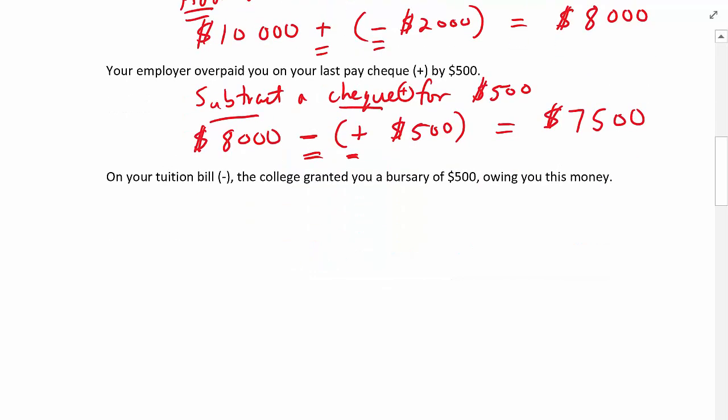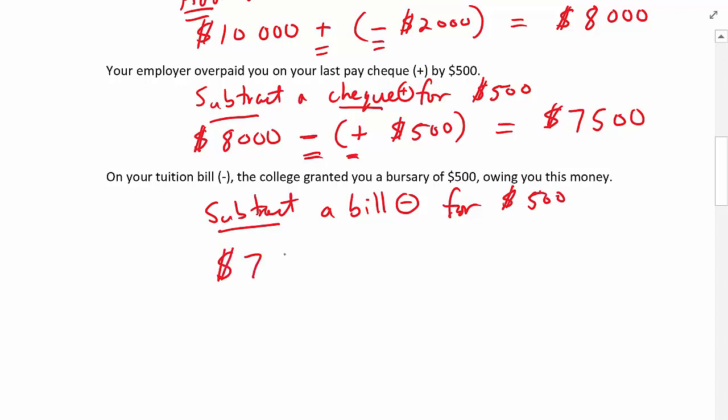Lastly now, your tuition bill comes in. Congratulations, you were given a bursary. A bursary is oftentimes taken from donations to the college, and they help out students. So in this case, we're going to subtract a bill. Your tuition is a bill. We're going to subtract a bill for $500 owing to you. So we have $7,500, and we are going to subtract a bill, which is negative, for $500.